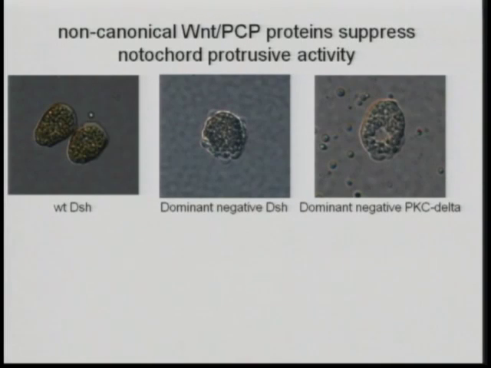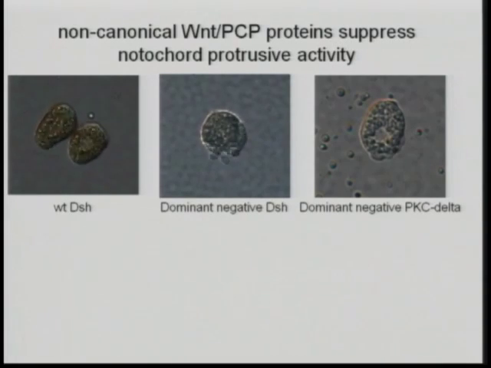So if I overexpress a wild-type Disheveled in notochord cells, you actually see a loss of this protrusive activity. Instead, when Disheveled activity is inhibited by a dominant-active form of Disheveled, now you see a huge increase in the number of these protrusions around the cell.